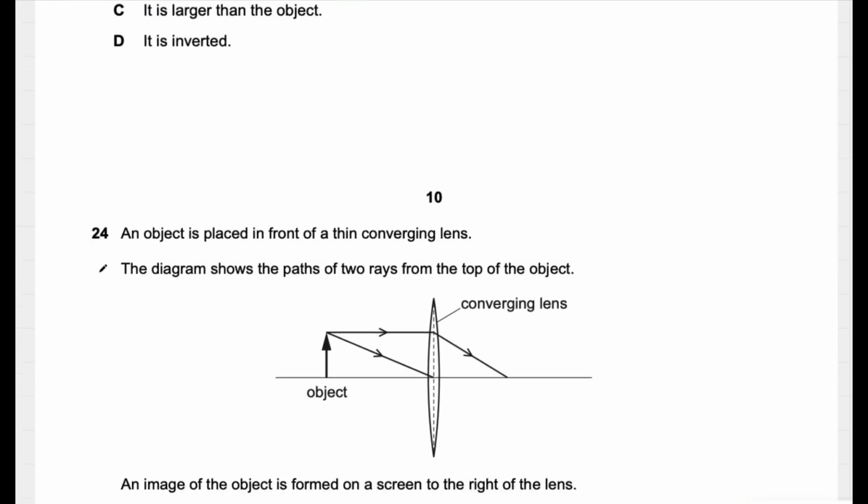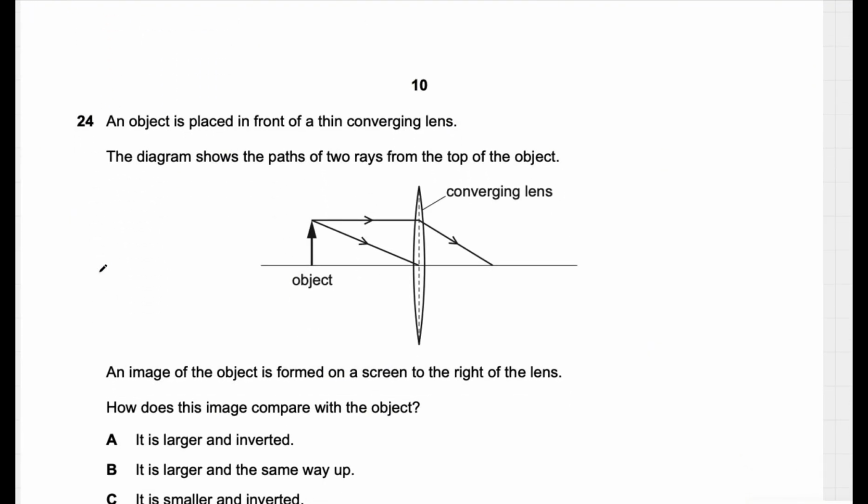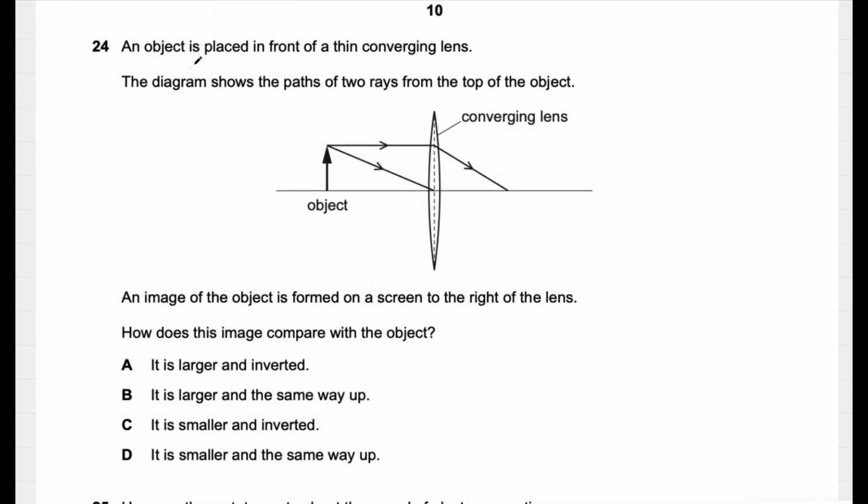Now let's go to question 24. An object is placed in front of a thin converging lens. The diagram shows the path of the two rays from the top of the object. Okay, so you have to extend this ray. In your case, use a ruler to extend this, so that you have an absolutely straight line. And then you extend this one also.